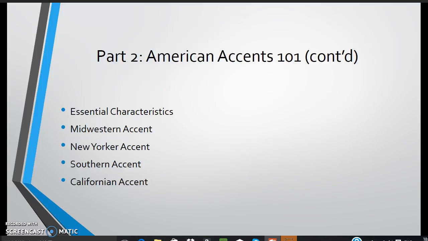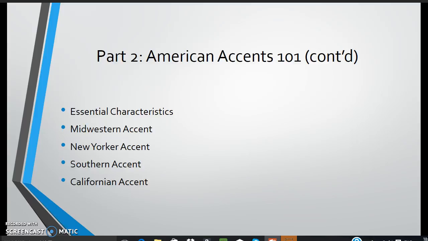Another essential characteristic of the American accent is that it is rhotic. That means that the R is pronounced at the end of words. Some good examples would be car, mother, star, far, further, things of that nature. As we could hear from my voice, all of the words were pronounced with the R, so the R was emphasized in those words.